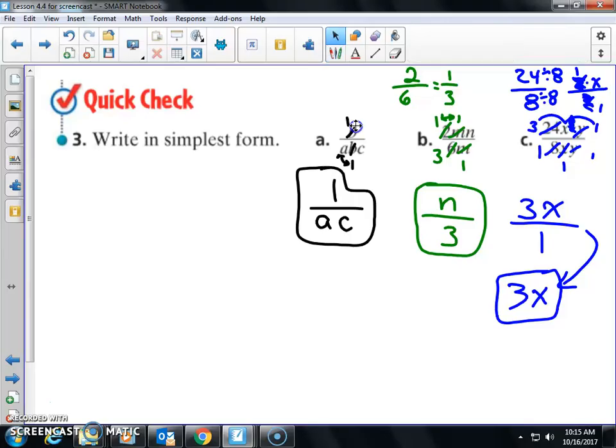So hopefully simplifying fractions will work for you today. Just remember, when there's numbers and letters involved, break it up into pieces. It'll go a lot more smoothly. All right, good luck.